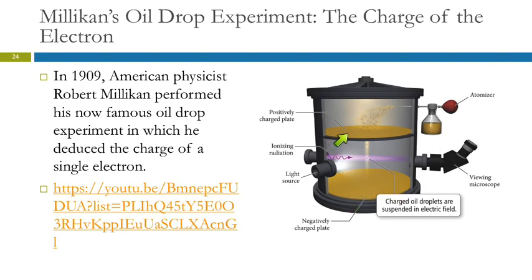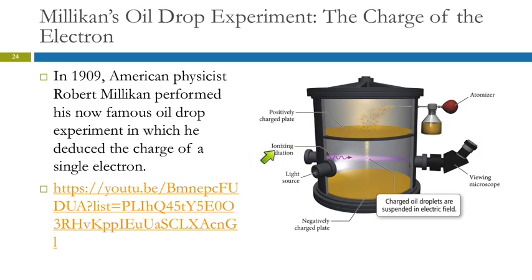But this plate has a positive charge on it, and this has a negative charge on it, and that can be adjusted. We have a light source here so we can see what's going on in there, because these oil particles, little droplets, are big enough to see with this microscope. So we can watch the particles falling. That's all fun and everything.